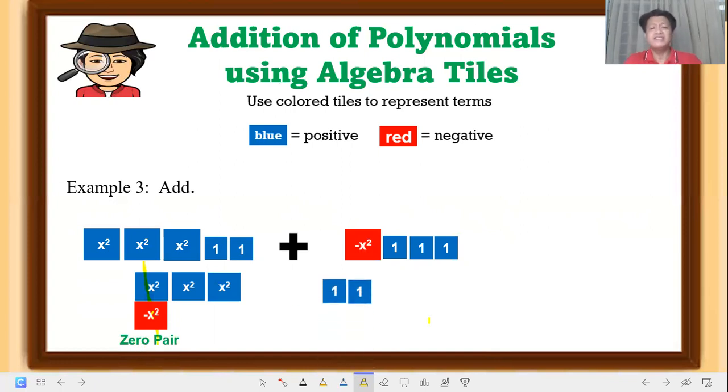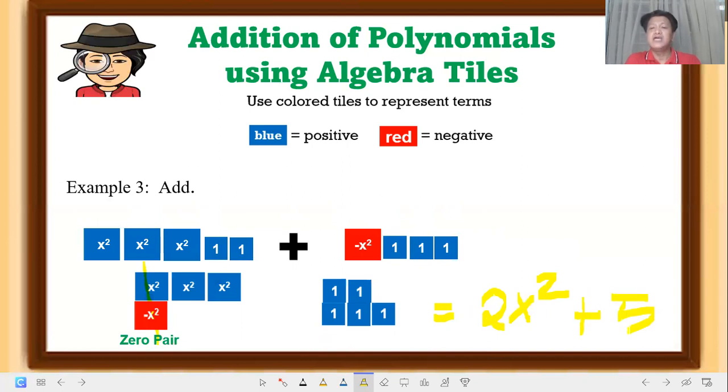Okay, sa constant term naman, since pare-pareha silang blue, kapag pinartner mo, wala tayong magagawang zero pair. Kaya nga, sila yung maiiwan dyan. Kung mapapansin natin, di ba, ano yung magiging sagot natin? So, meron tayong dalawang x squared na naiwan, meaning to say we have 2x squared. How many blue constant here? We have plus 5. Yan yung sagot natin.